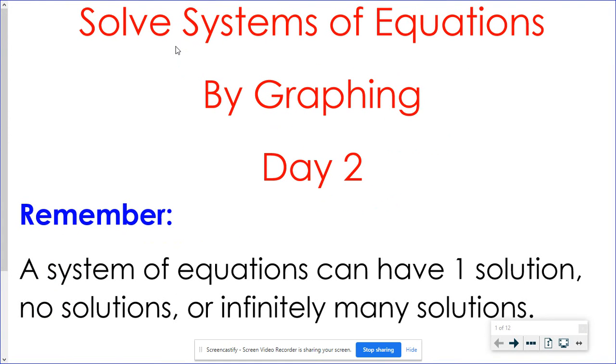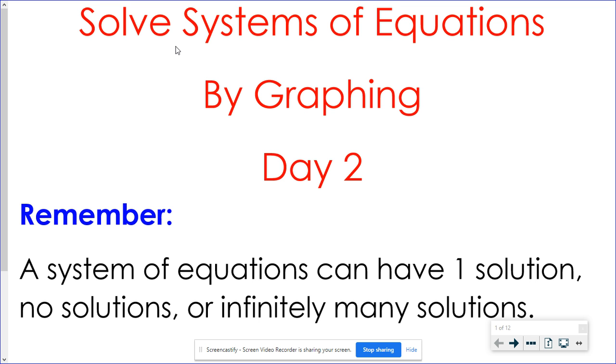Hello, math students. We are going to move on a little bit with solving systems of equations by graphing. We're still going to be graphing two lines to see where they cross. I want to remind you that we have already done these problems where usually we get one solution. We get one spot where the two lines cross, and that's it.